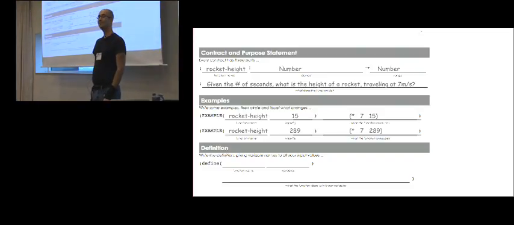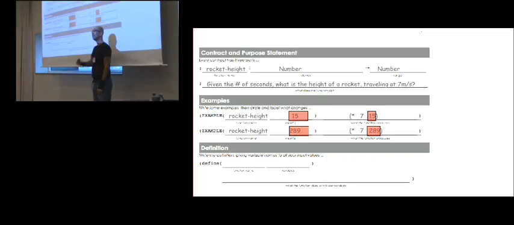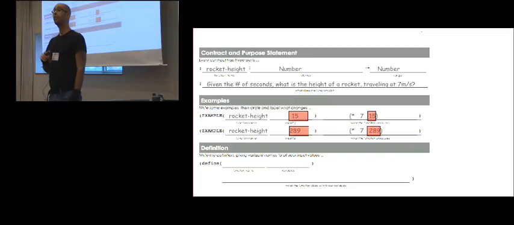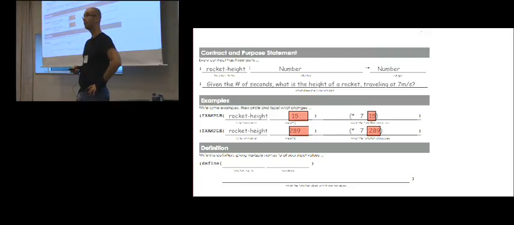So what'd you circle? Beautiful, right? This is pretty easy for us to see. Now we need to label it. What do the 15 and the 289 represent? Is it the number of meters? The number of astronauts? Is it the weight of the rocket? What does that number represent? Seconds. Fantastic. Where did you get that? How did you know it was seconds? It's in the purpose statement. The label should come from the purpose statement.